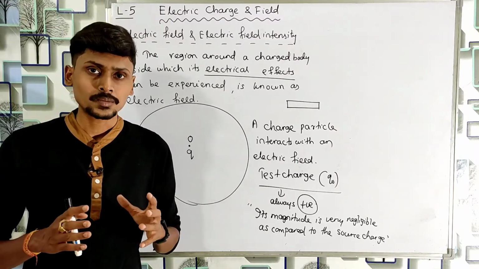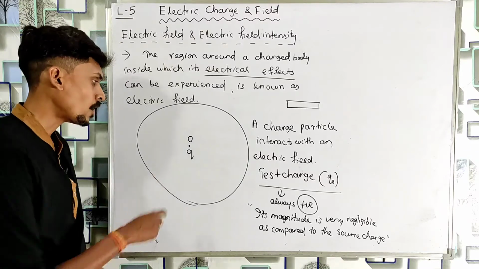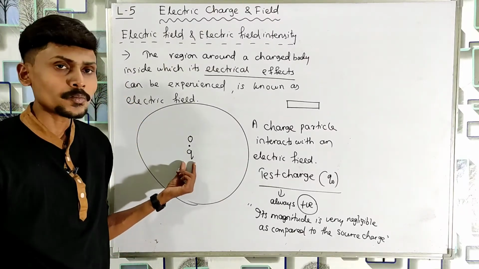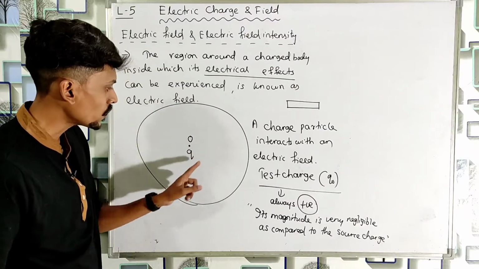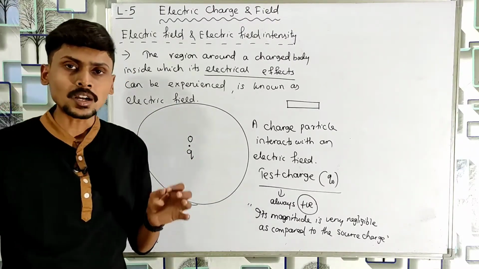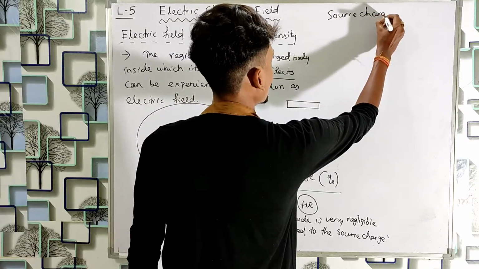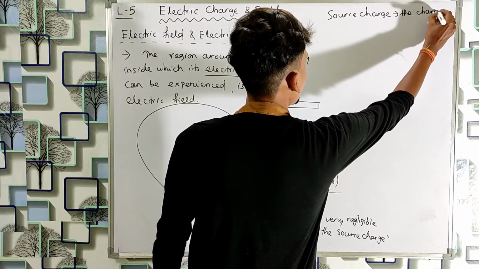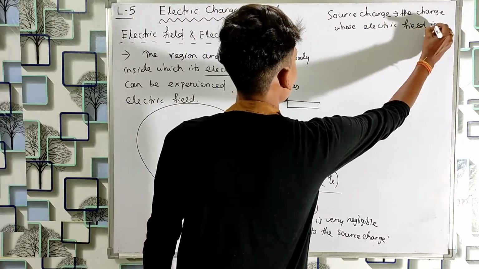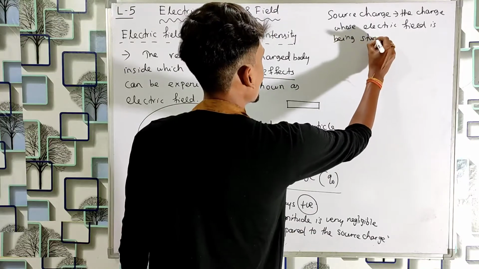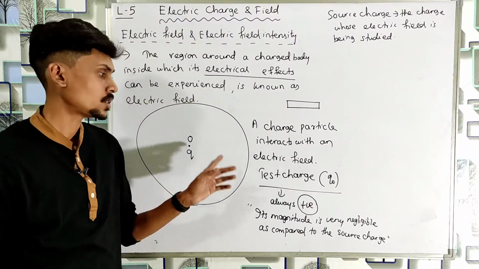Source charge is the charge of which the electric field is being studied. Now we are studying the electric field of this charge. This charge Q is placed at the point O and we are studying its electric field. So this charge Q is known as the source charge. Source charge means the charge whose electric field is being studied. In this example, we are interested in studying the electric field of this charge Q. So this is the source charge.